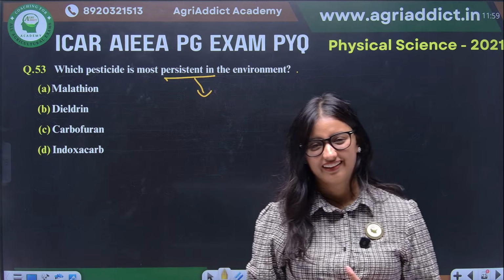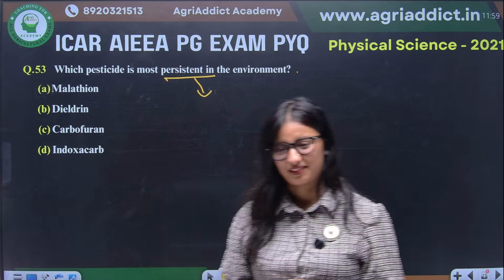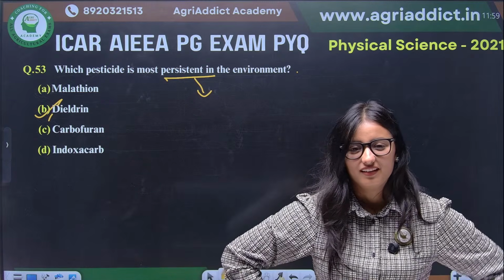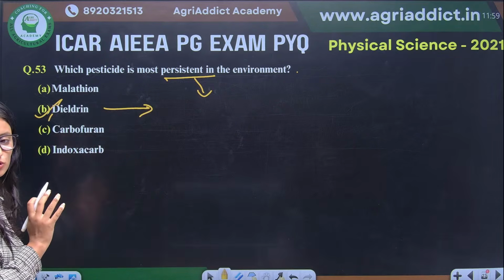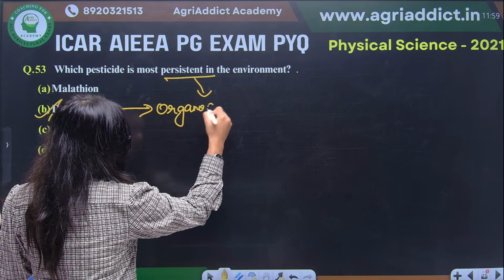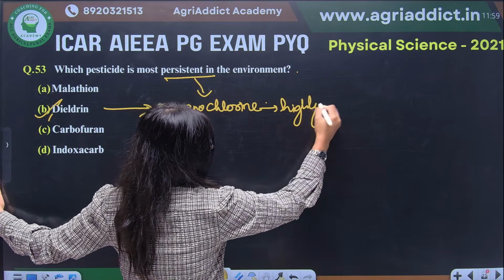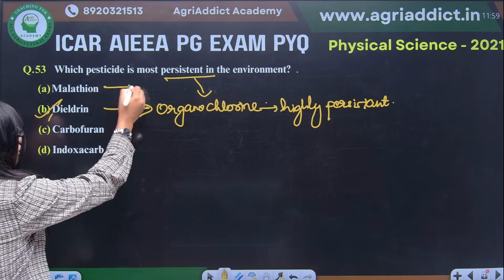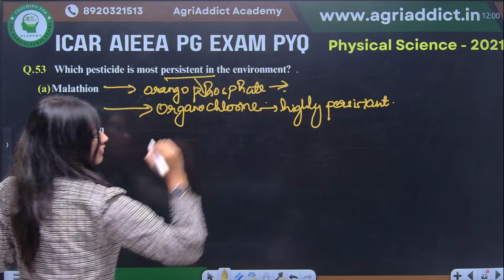A, malathion, सबसे सेफेस्ट है. हाँ, C, very good. It should be B, isn't it? Why B? Okay, so this belongs to which group? Organochlorine. And organochlorine group is highly persistent. And what about malathion? It belongs to organophosphate. Easily degradable group.